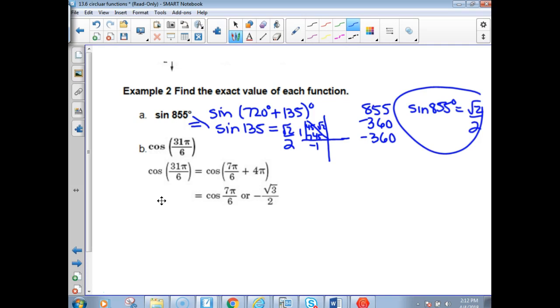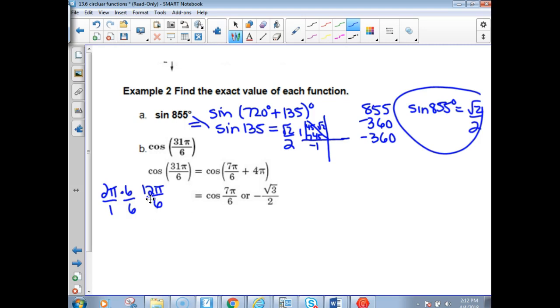Cosine of 31 pi over 6. They already did this, but I want to show you, they already showed you what it is, but I'd like to show you why. Okay, so 31 pi over 6. You think about 6. If you have 2 pi and you want to put it into 6, you would need to multiply it top and bottom by 6, which is 12 pi over 6. How many of them did they need to get out of there?